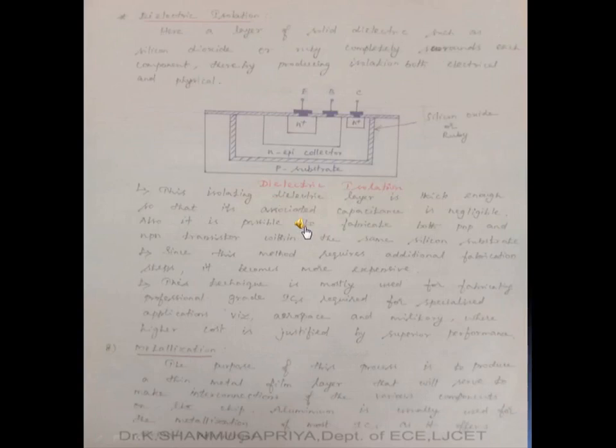Next one, dielectric isolation. In this, a layer of solid dielectric such as silicon dioxide or ruby completely surrounds each component. So it is producing isolation, both electrical and physical. This isolating dielectric layer is thick enough so that its associated capacitance is negligible. Also, it is possible to fabricate both NPN and PNP transistors within the same silicon substrate.